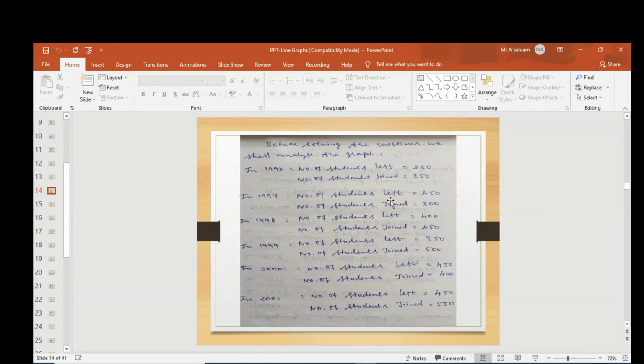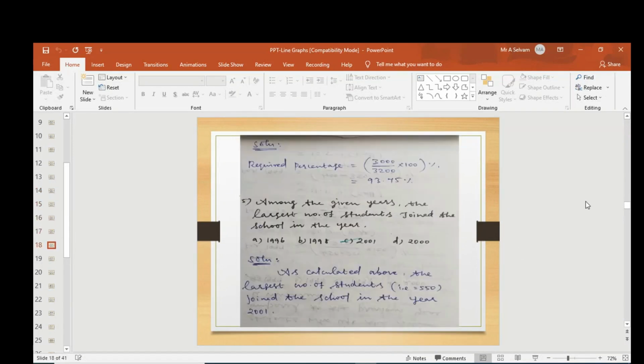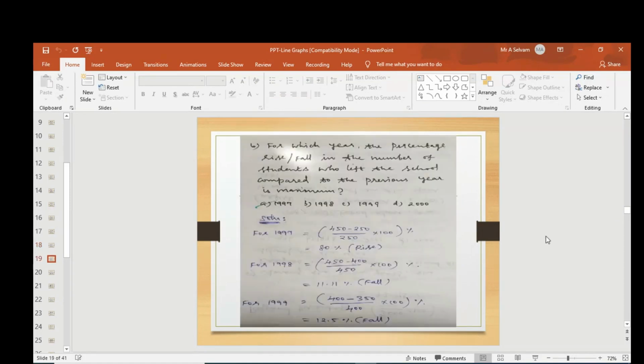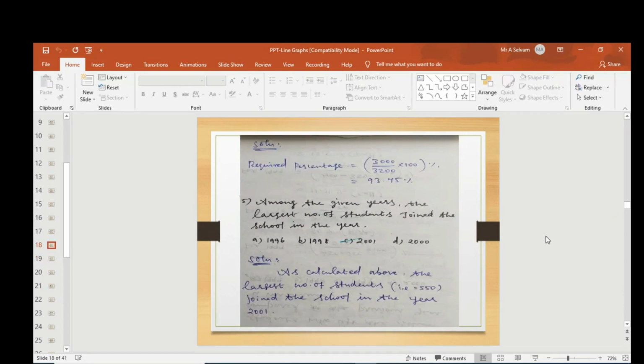Look at that part. 1996, 350; 1997, 300 students joined; 1998, 450; 1999, 500; 2000, 400; 2001, 550 students joined. Which is the maximum? 550 is the maximum, in 2001. So that is option C, 2001. As calculated above, the largest number of students, 550, joined in 2001. Okay, we'll move on to the next question.